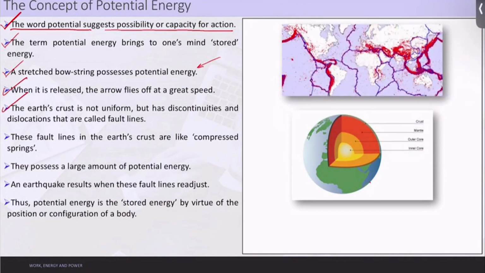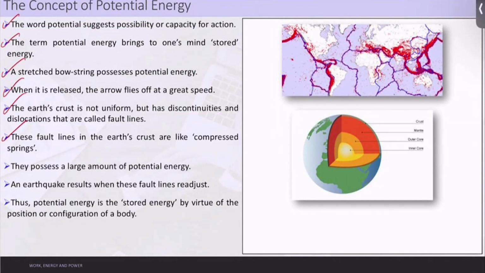So what happens in the outermost layer? Basically, the outermost layer of the Earth is not uniform. It has discontinuities and dislocations that are called fault lines. You can see that these blue-colored ones are nothing but the fault lines. These are discontinuities which are generally observed, or actually present, in our Earth.